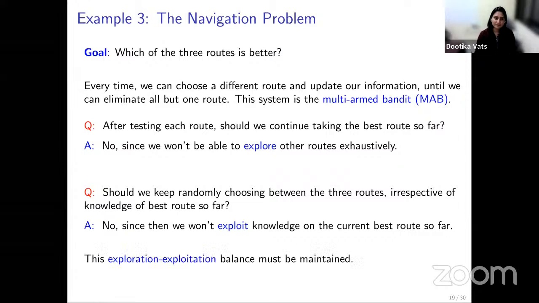So I want to exploit. This is an exploration and exploitation balance that we want to maintain. What is working well for us, we want to exploit. What we don't have enough knowledge about, we want to explore. And we want to balance these two things.